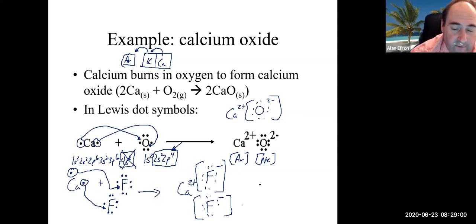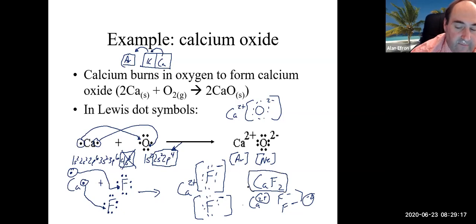So the correct formula for calcium fluoride is CaF2. And that's because we have 1 calcium at +2 and 2 of these fluorides at -1. That gives us -2 and +2. Everything is balanced when we write the chemical formula. So always when we write a chemical formula for an ionic compound, we want to balance out the charges, the positive and negative, to make sure that we end up with no charge overall.